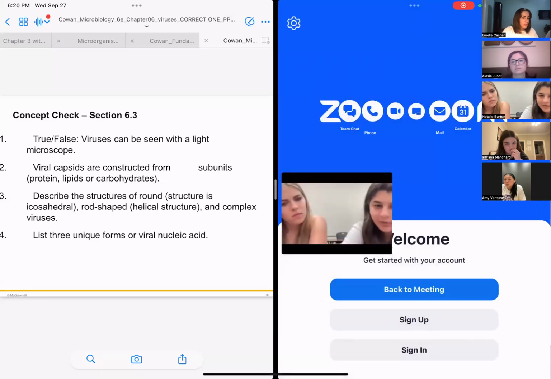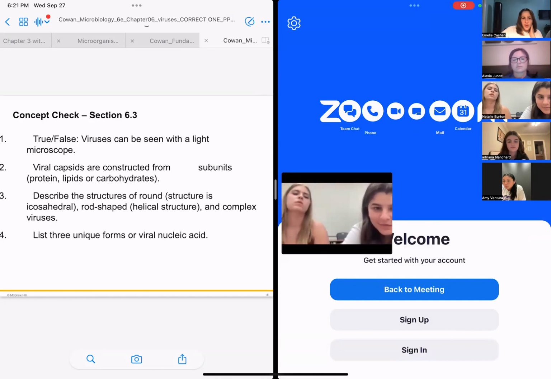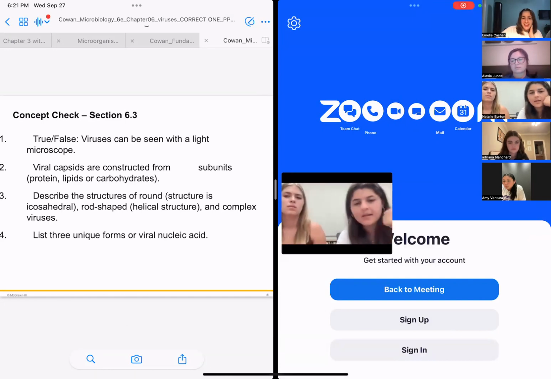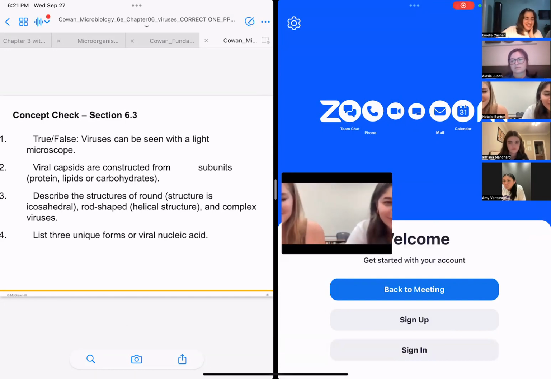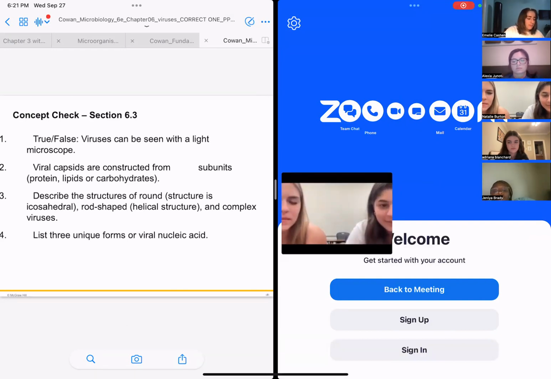Then list 3 unique forms of a viral nucleic acid. Wait, what? I'm confused. Would those be the forms in number 3? It says viral nucleic acids can be DNA or RNA, double-stranded or single-stranded. Okay, that makes sense though. I didn't really know what they were asking.